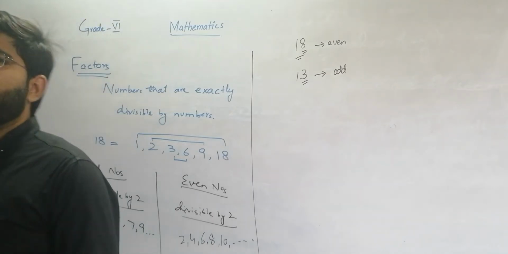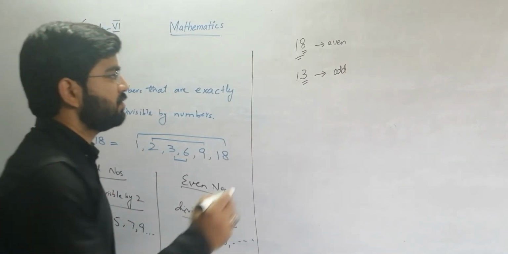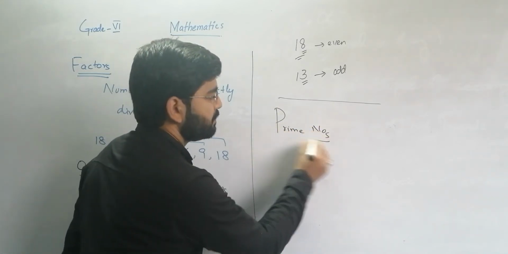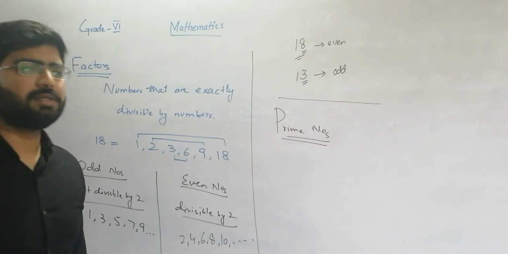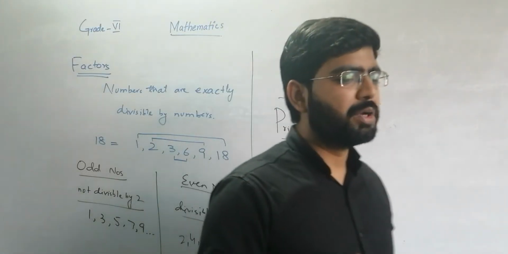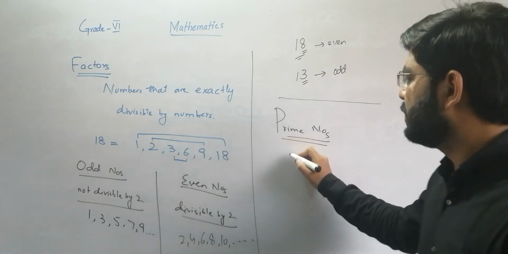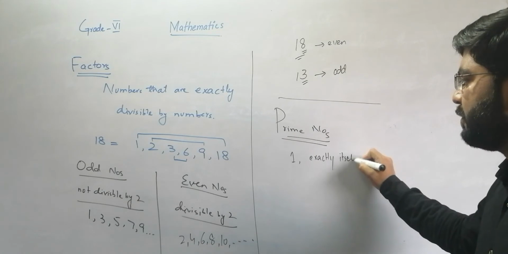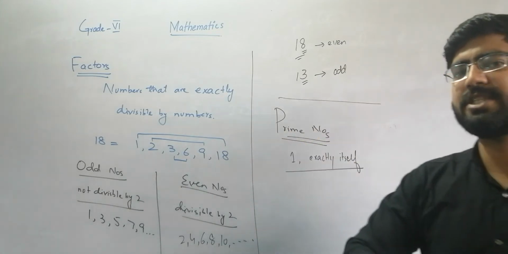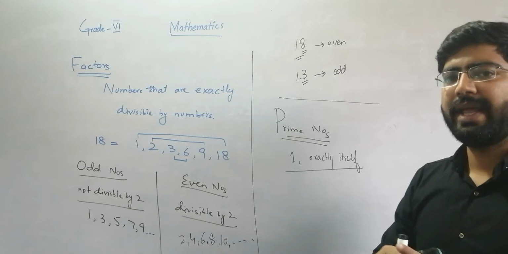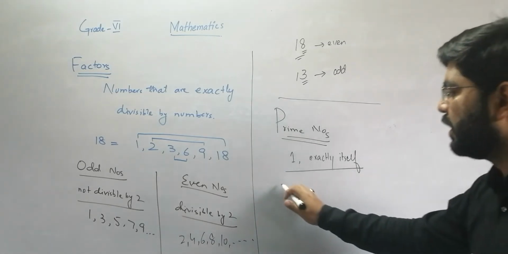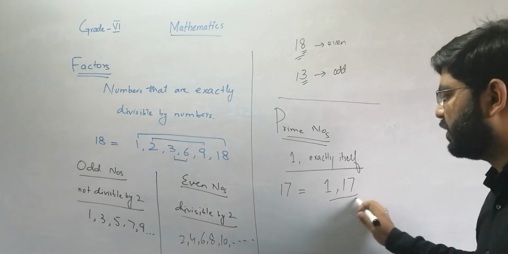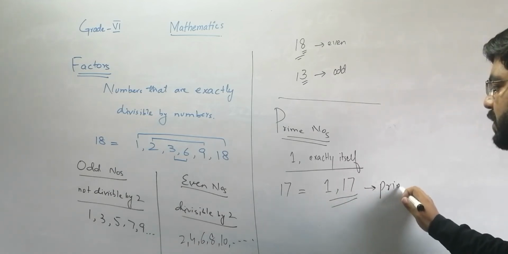Next, we're going to have a detailed discussion of what prime numbers are. The numbers which are exactly divisible by two numbers. Which two numbers? Number 1 and exactly itself. A number is only divisible by two numbers: 1 and itself. For example, number 17 is divisible by only 1 and 17. So 17 is a prime number.